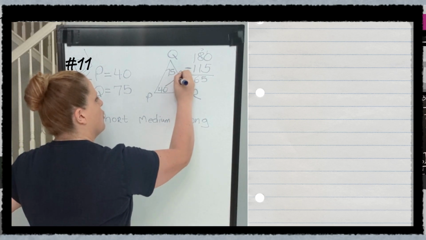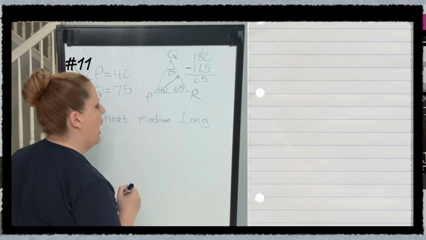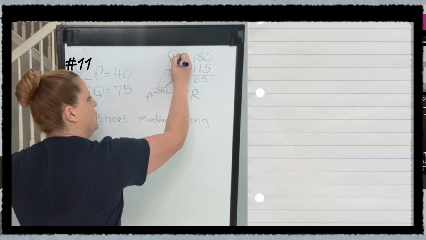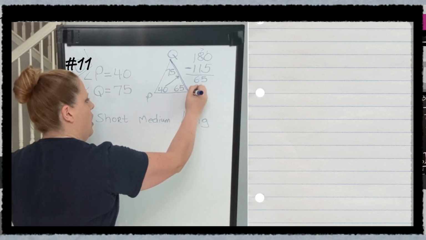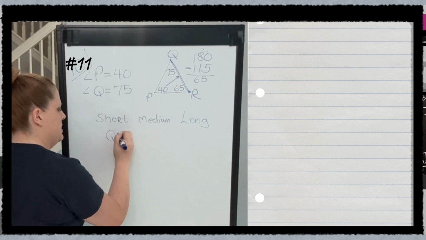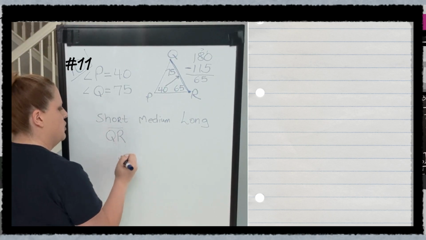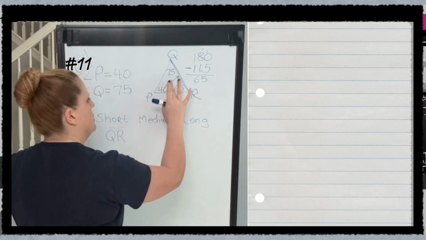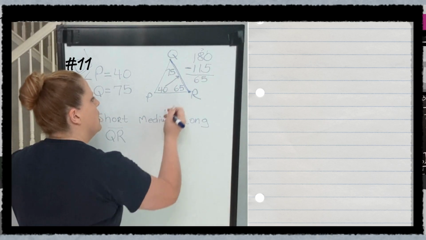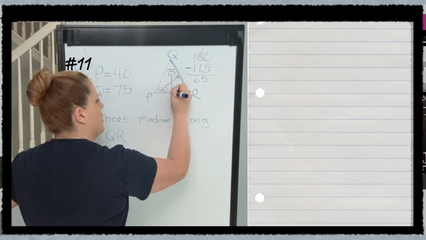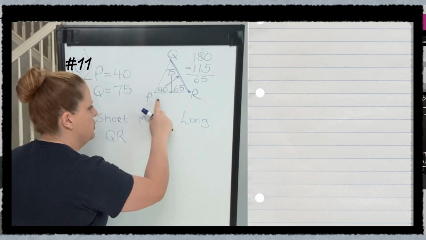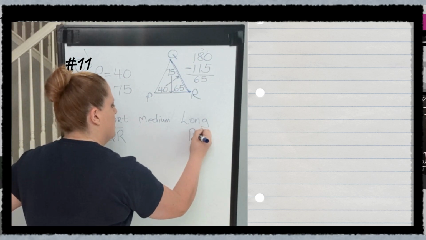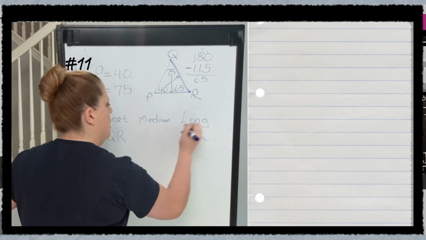We are going to look across the triangle at the corresponding leg. And that is between Q and R. So my shortest is QR. My largest is 75. 75 comes across to PR. Okay, my longest then is PR.